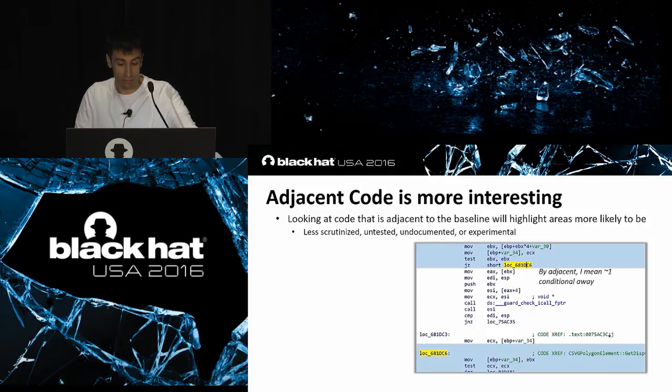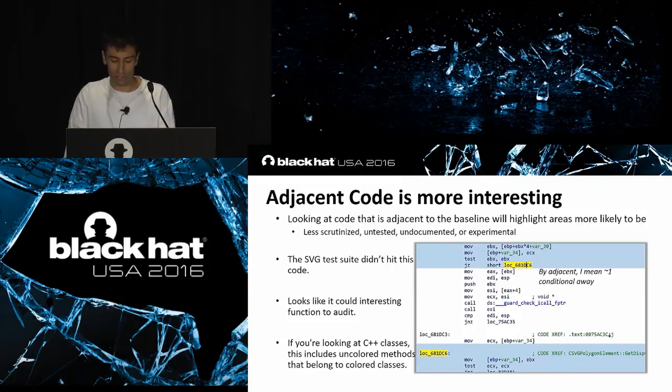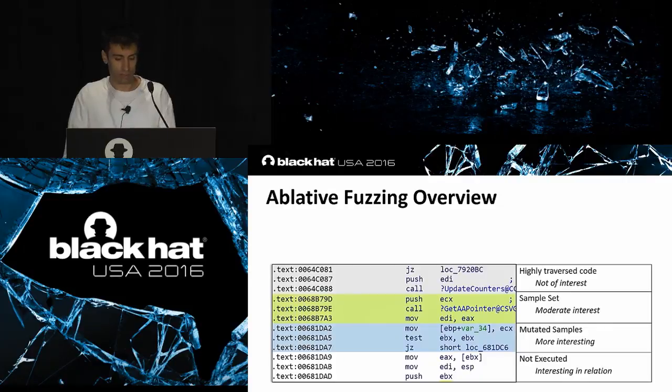But the SVG test suite didn't hit it, which means they haven't been testing this code. This code here specifically, it's from MSHTML's SVG rendering. Now, I don't know exactly what this does, but I fuzzed it and hopped over this. Well, this call here interests me. I'd like to know what that is. If you're looking at C++ code, you can also include methods from other classes there that are colored.